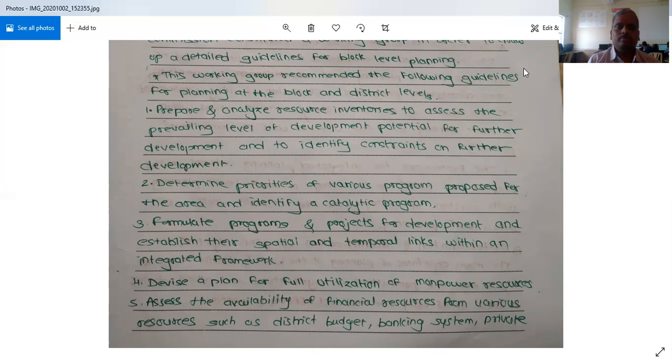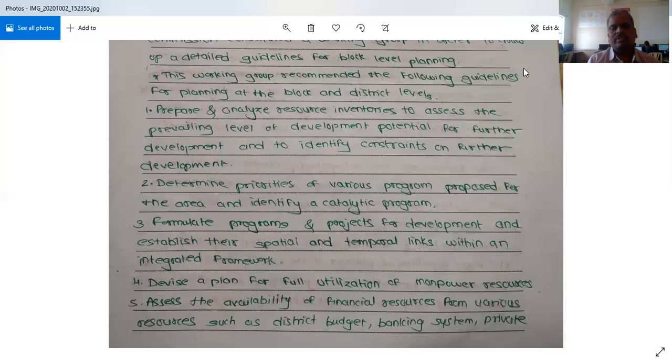Next, the second point is to determine priorities in various programs proposed for the area and identify the catalytic problem. So the second guideline is we have to find out the priority list. I have already discussed priority. There are a number of things which we can implement for rural development. First of all, we have to make a list in such a way that it will be helpful for further development, so that as the list goes on, the initial development should be helpful to the next development of that rural area.